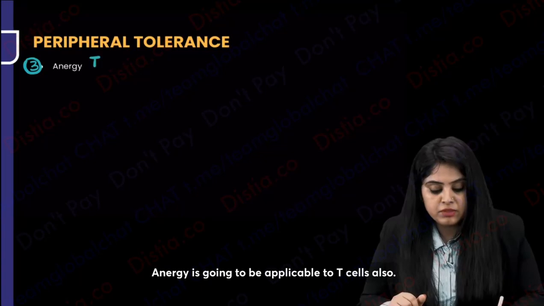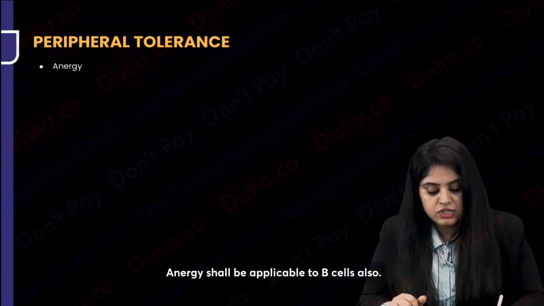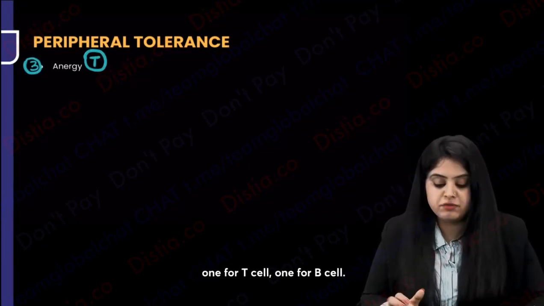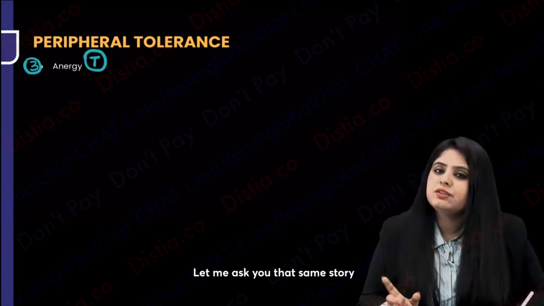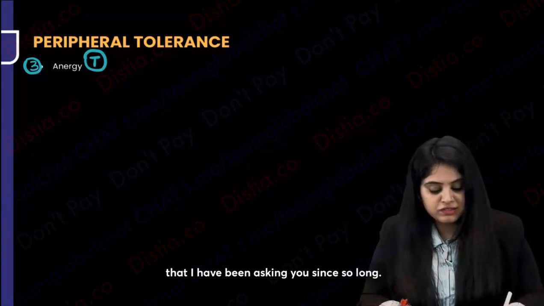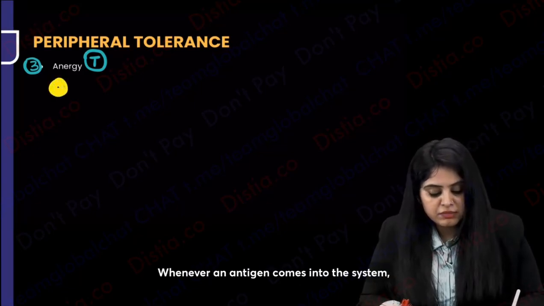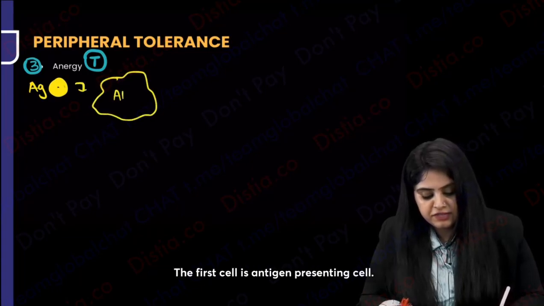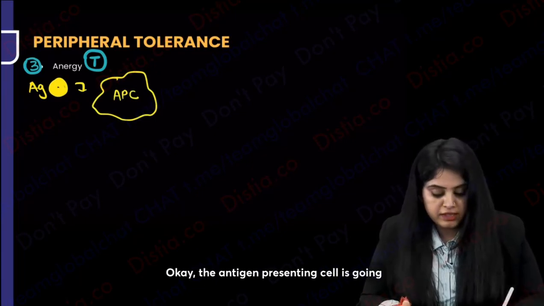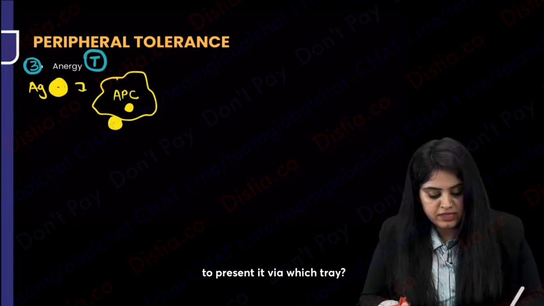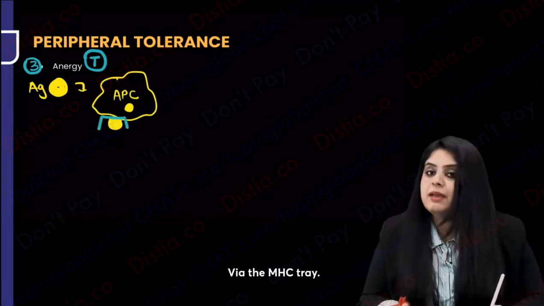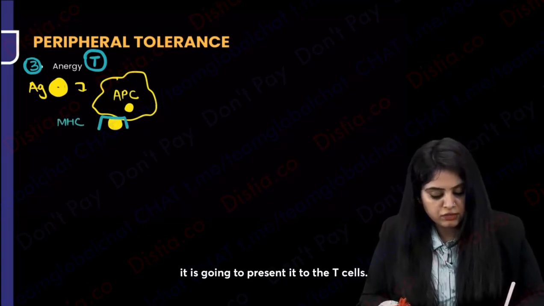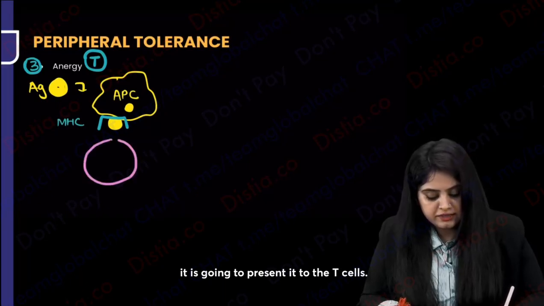Anergy is going to be applicable to T cells also. Anergy shall be applicable to B cells also. So I will have to tell you two different things, one for T cell, one for B cell. For that, let me ask you that same story that I've been asking you for so long. Whenever an antigen comes into the system, which is the first cell which is going to pick it up? The first cell is the antigen presenting cell. The antigen presenting cell is going to present it via which tray? Via the MHC tray, and is going to present it to whom? So for example, if this is the MHC, it is going to present it to the T cells. That is what we studied.